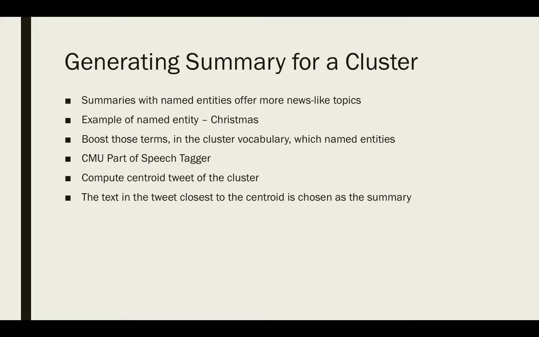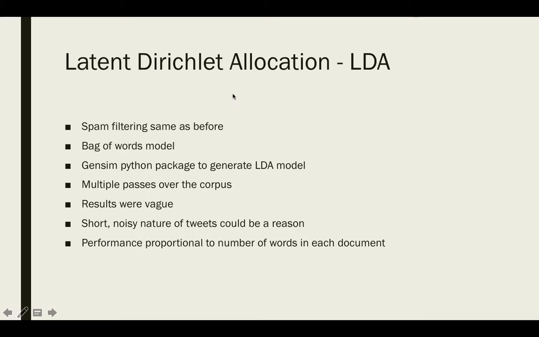The reasoning behind this is that we obtain more news-like topics when we give more weight to named entities, which in turn leads to better topic summary generation. To identify named entities, the CMU part of speech tagger was used. This tool has been trained on tweets and thus promises more accuracy than the more generic NLTK package. This was our first approach.